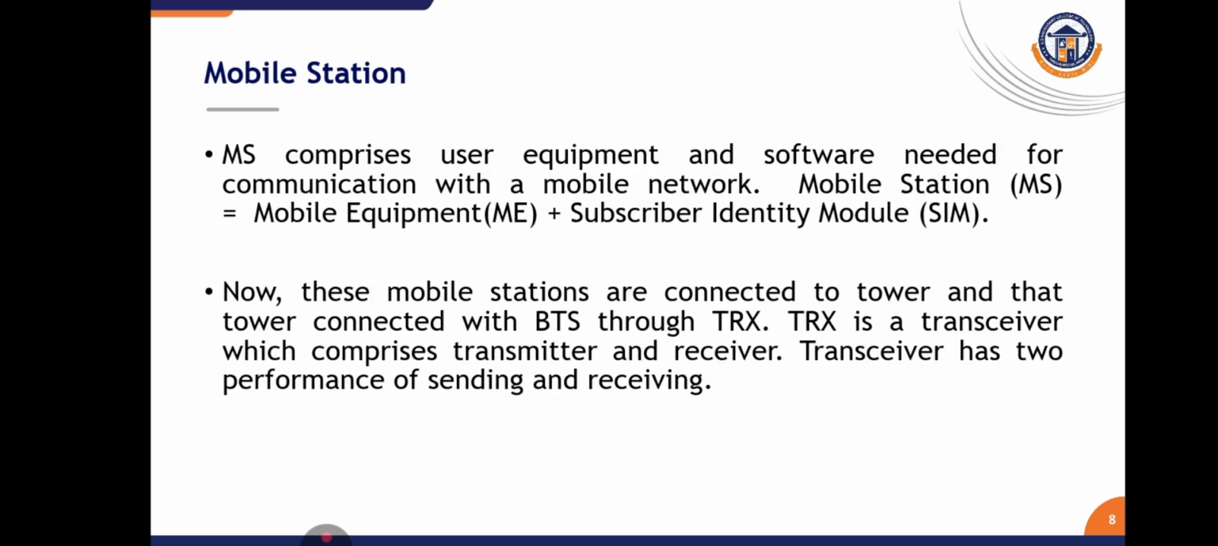In the GSM mobile station, we have the user equipment and software needed for communication with the mobile network: the mobile equipment and the subscriber identity module. These mobile stations are connected to the tower, connected with the BTS through the transceiver, which comprises a transmitter and receiver. The transceiver has two functions, that is, sending and receiving.